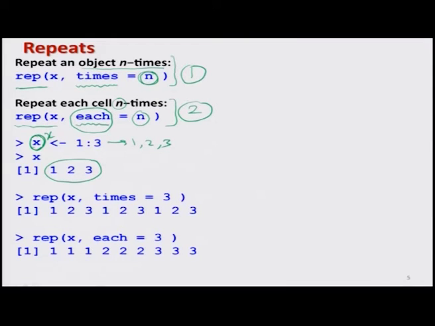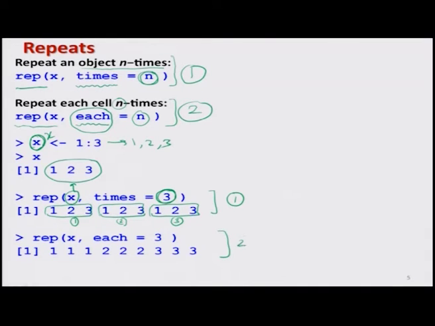When I use command number 1, you have to notice that this x contains these three values 1, 2, 3, and what I am asking is to please repeat x 3 times. So, you can see 1, 2, 3, 1, 2, 3 and 1, 2, 3. This is the outcome. So, this is repeated 1st time, 2nd time and 3rd time. You can see the entire sequence 1, 2, 3 is repeated 3 times.